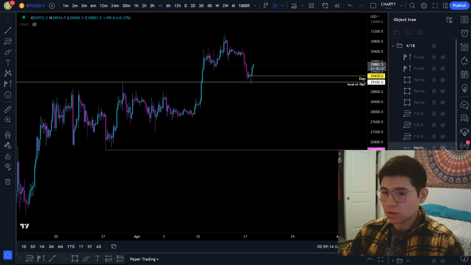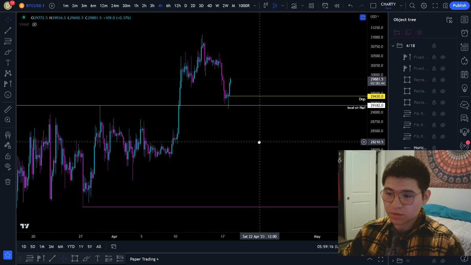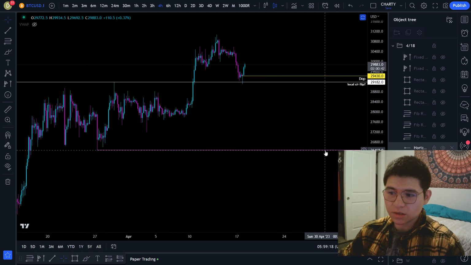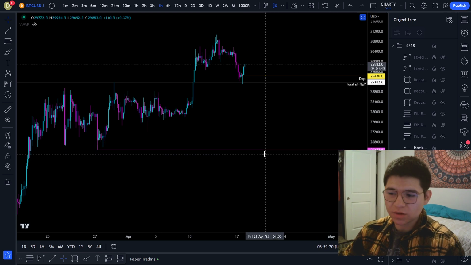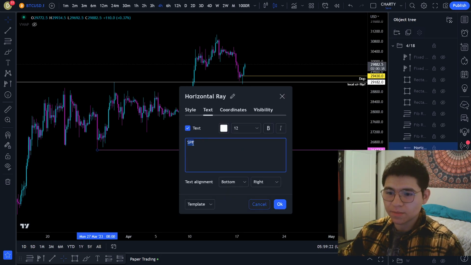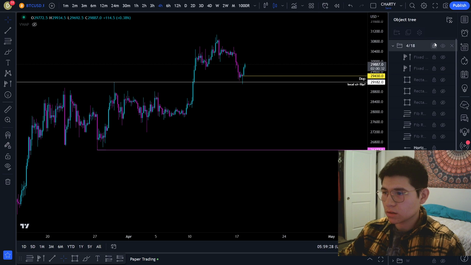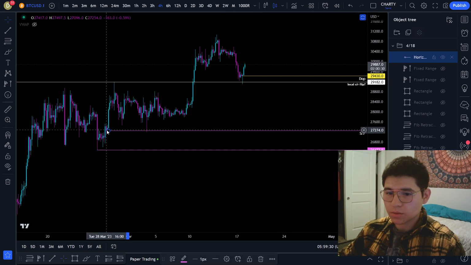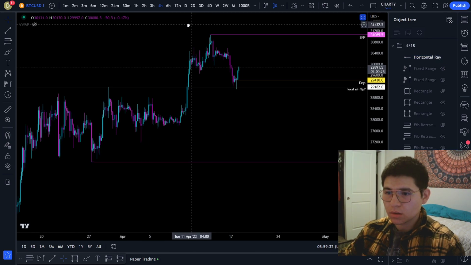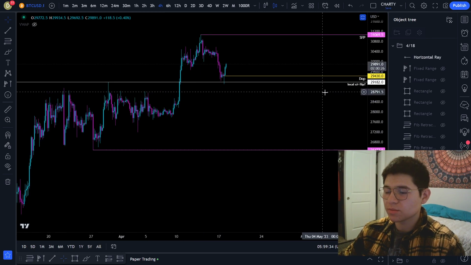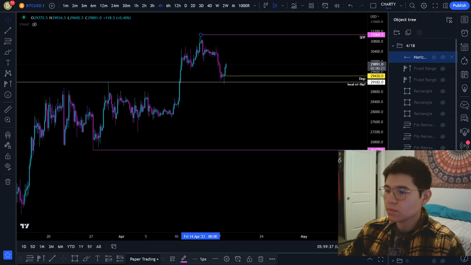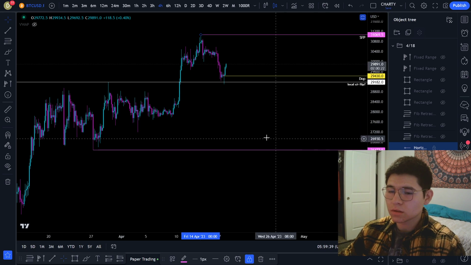Another one that I marked out pretty quickly was the SFP, the swing failure pattern, for this one, and also it should be up here. Those are like the chicken sprinkler water trade setups. Let's see.